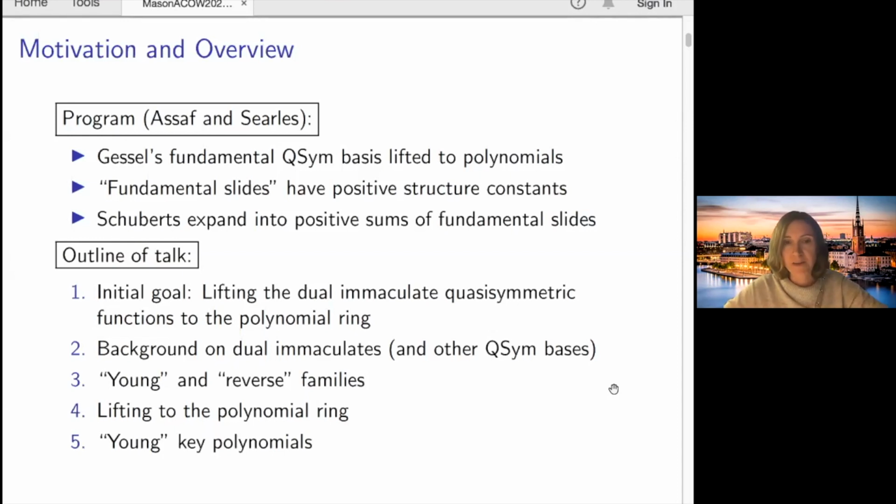And we'll start by giving a background on dual immaculates and some other key players in this work. But then we'll get to an obstruction that turns out to have deeper and more meaningful consequences than we initially realized. And this is a notion of something that we'll call Young and reverse families. Once we've explored this a little bit, we'll return to our goal of lifting the dual immaculates. And then at the end, we'll say a few words about another family, a Young version of the key polynomials.